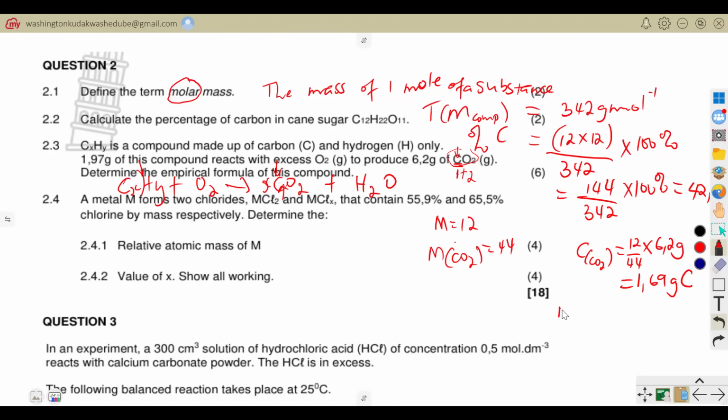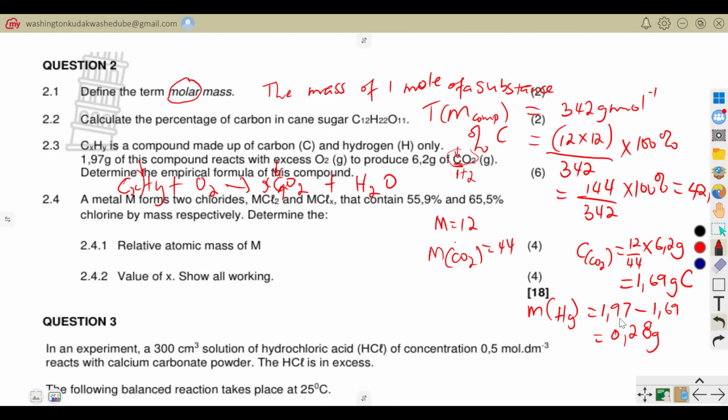So what is the amount of hydrogen? Now we want to calculate the mass of hydrogen in that compound. The amount of hydrogen in that compound is going to be equal to 1.97 minus 1.69. And this was going to give you a total of what? Let's use our calculators to find our total mass. Our total mass there was supposed to be equal to 0.28 grams. It was 0.28 grams.